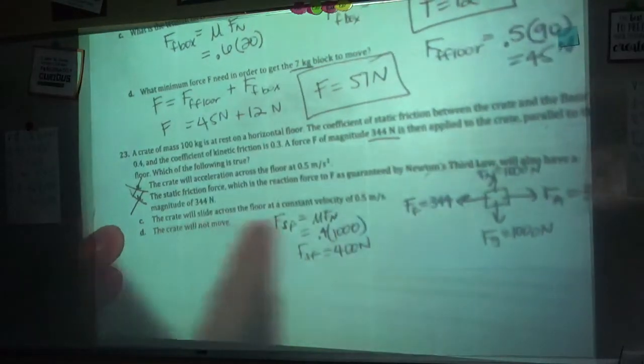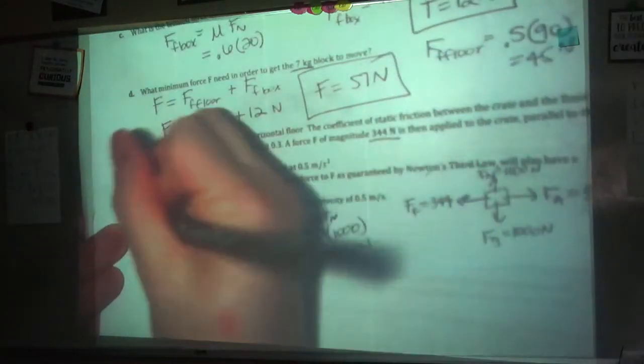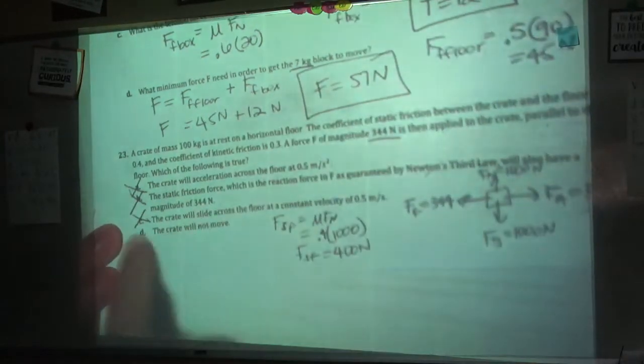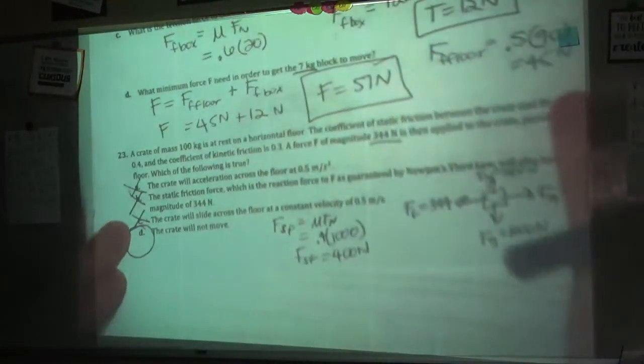And this one says it slides across the floor at constant velocity. No, because it is not moving. It has not overcome the static friction, and it will not move. Yes, we agree with that. That is the only true statement.